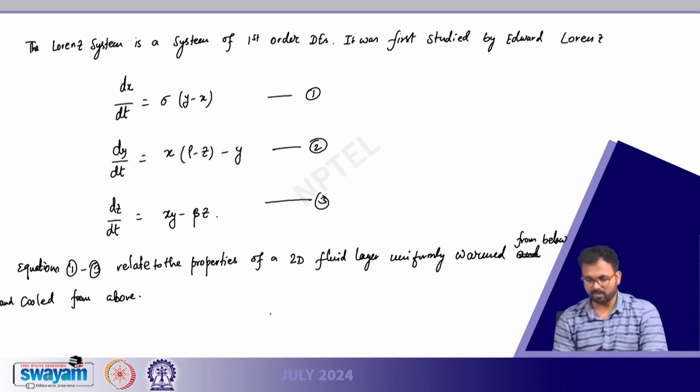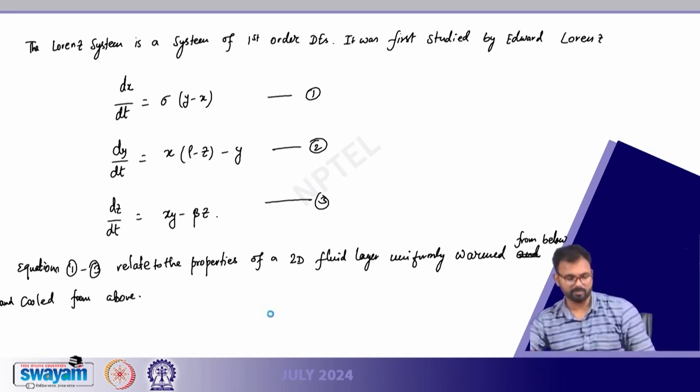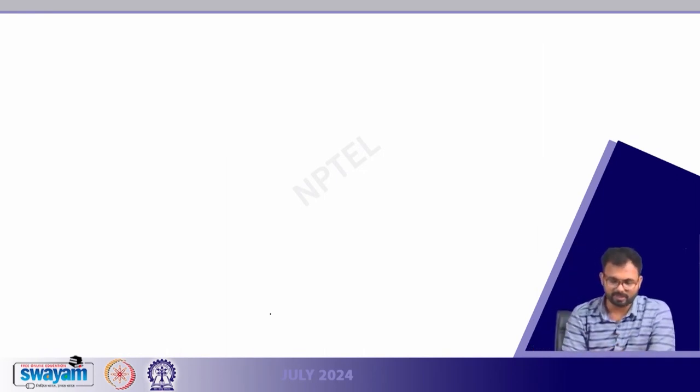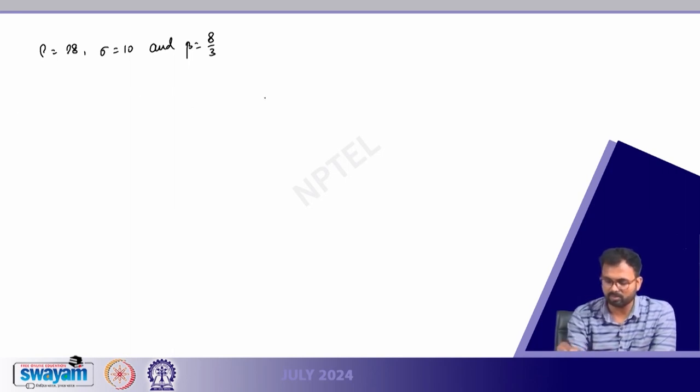It's a system of nonlinear equations, and he tried to do the simulation, and with the help of other mathematicians or scientists, he was able to simulate this. For rho equals 28, sigma equals 10, and beta equals 8/3. So these are some of the parameter values. A simple solution in the Lorenz attractor.